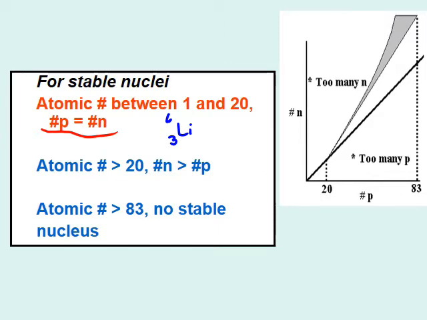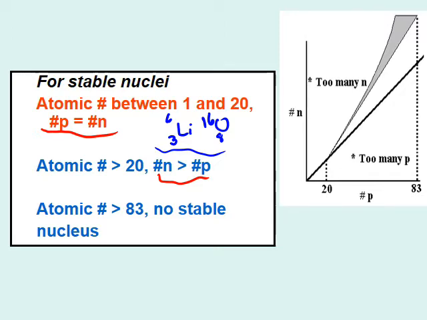Similarly, you can say oxygen, atomic number 8, number of protons equals number of neutrons, so it must have 8 neutrons, so that makes 8 plus 8, 16. That's also stable and falls on the belt of stability. So it's pretty easy to predict those stable isotopes which fall within the belt of stability having atomic number 20 or less than 20. When it is more than 20, the number of protons is no longer equal to the number of neutrons. The number of neutrons exceeds the number of protons.